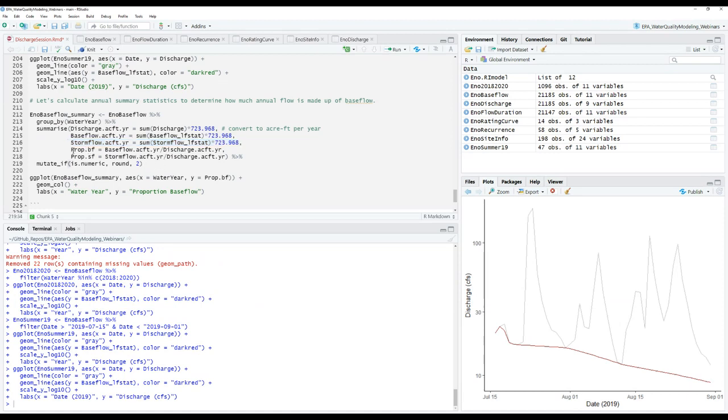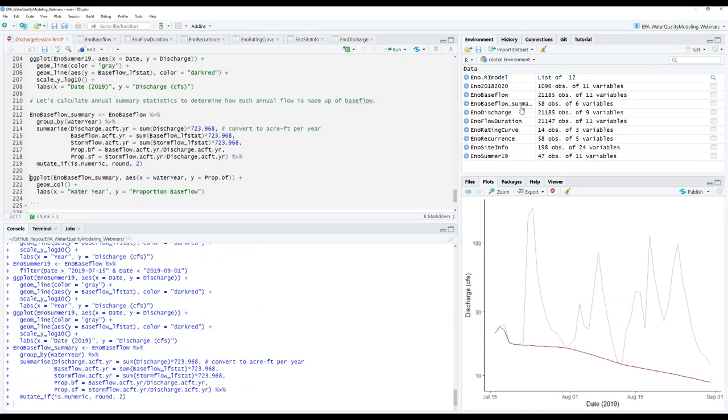Then we can take the proportion of the flow that's base flow versus storm flow. So base flow divided by discharge, storm flow divided by discharge. And then one thing I think is really useful here is that this will output data with many decimal places, which may not be super useful in our case. So we can say mutate if the column in the data set is numeric, we will round it to 2 decimal places. So let's do a little bit of summary, a little bit of cleanup in there.